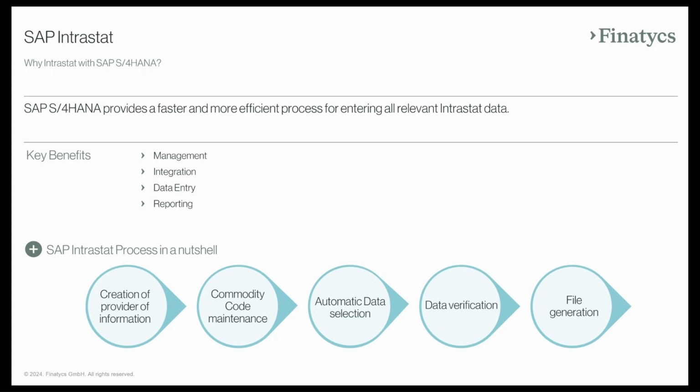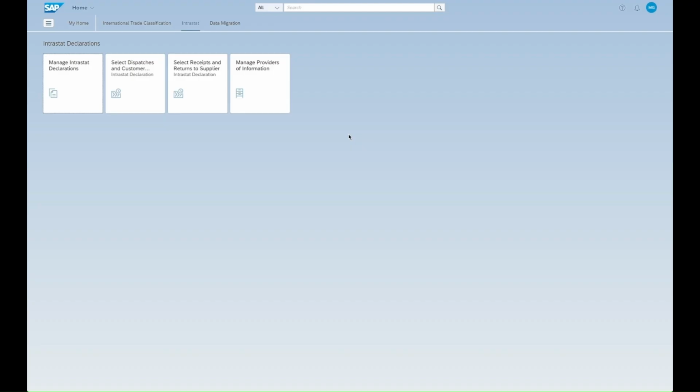Commodity code maintenance, master data, with international trade classification apps. Automatic data selection with dispatches and customer returns, and receipts and returns to supplier apps. An application job runs in the background to automatically identify business transactions conducted for the provider of information during the declaration period. Data verification and file generation with Manage Intrastat Declarations app.